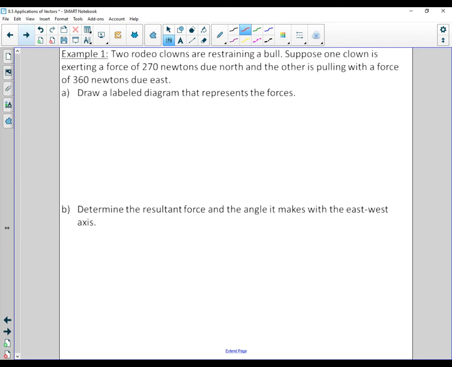Yeah, life is in direction, isn't it? Or in 2D. Suppose one clown is exerting a force of 270 newtons due north. Well, at first you think 270 newtons isn't a lot.